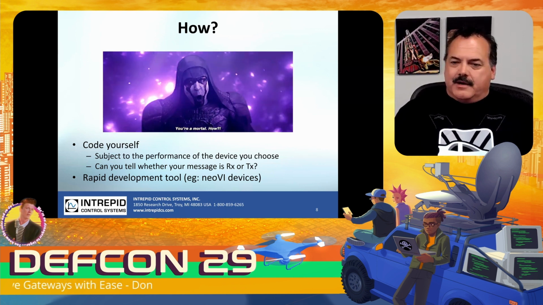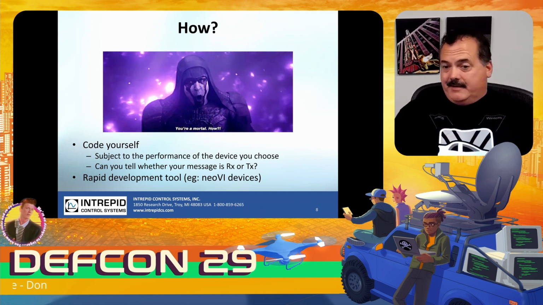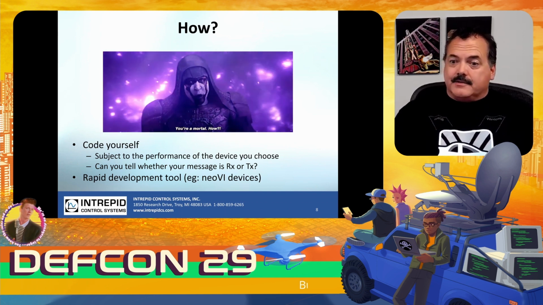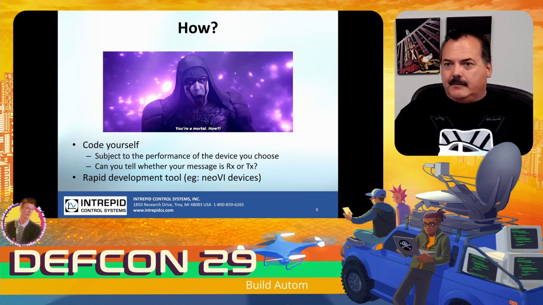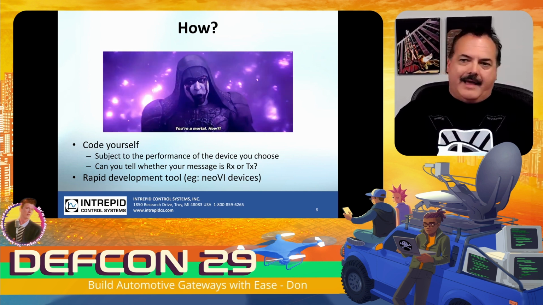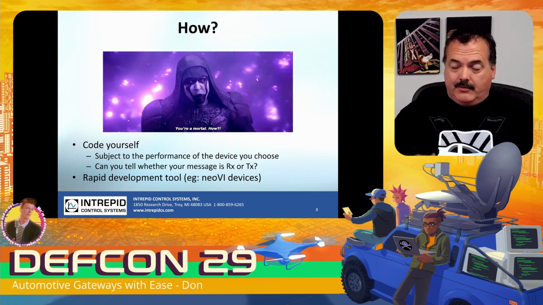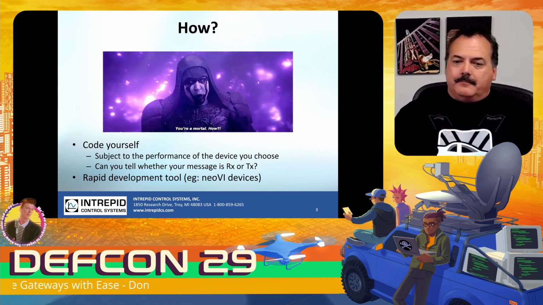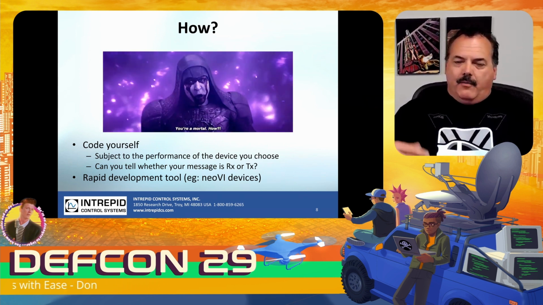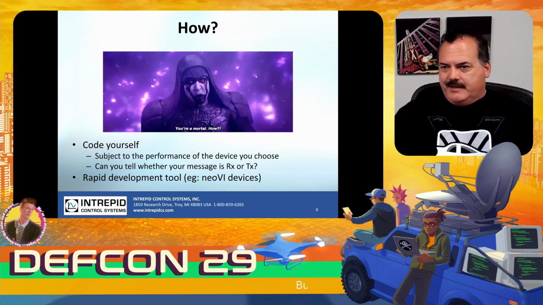So coding it yourself can be a problem because of the amount of time it takes. It can also be a problem because of the performance of the device. Not everybody can afford hardware that can send out traffic really fast and have super high performance as though you are in a vehicle network. So another way to do this is a rapid development tool, and that's what I'm going to show today.